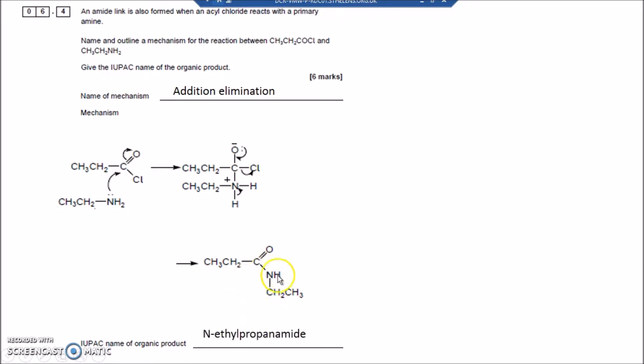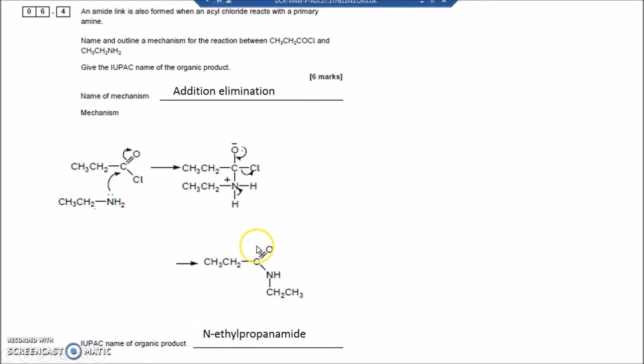So I name it because I look at the N group and I name what's on the N group, and that's an ethyl. It's not a CH3, it's a CH2CH3. So it's not a methyl, it's a CH2CH3. It's an ethyl on the N. So I call it N-ethyl to show the position of the ethyl, because the ethyl could be somewhere else, like here. But it's not, it's actually on the N.